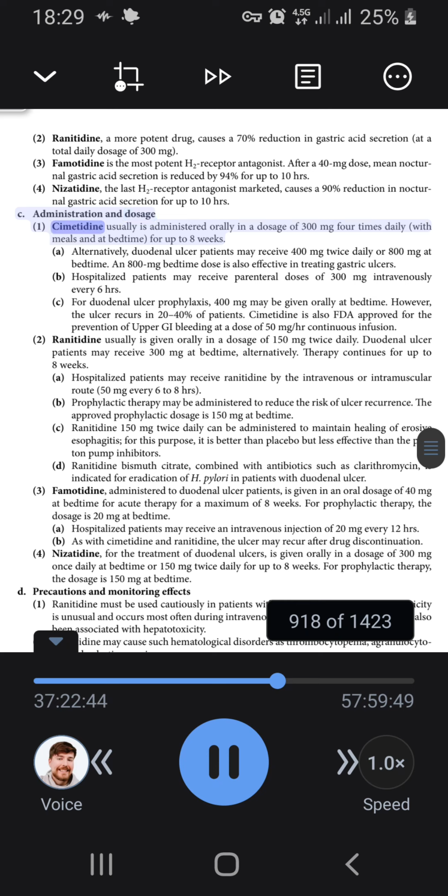1. Cimetidine usually is administered orally in a dosage of 300 milligrams 4 times daily, with meals and at bedtime for up to 8 weeks. a. Alternatively, duodenal ulcer patients may receive 400 milligrams twice daily or 800 milligrams at bedtime. An 800 mg bedtime dose is also effective in treating gastric ulcers.